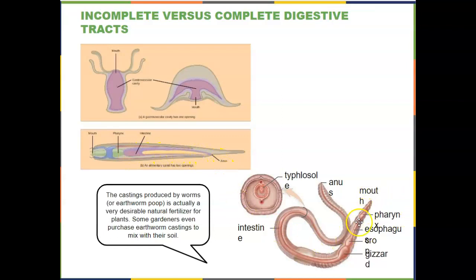And here's an example of an earthworm, which is an annelid, and it has a complete digestive system running all the way through it. There it is right there in cross section.